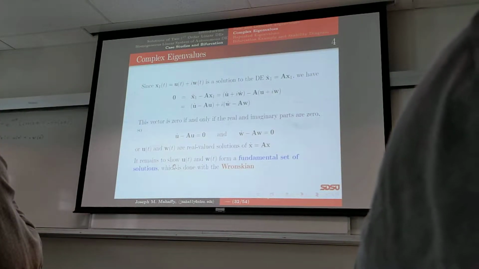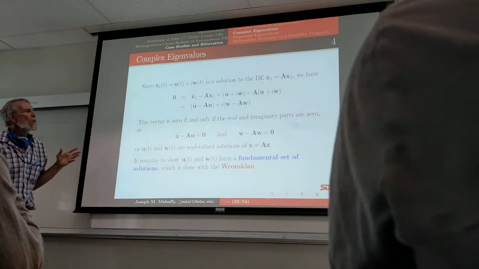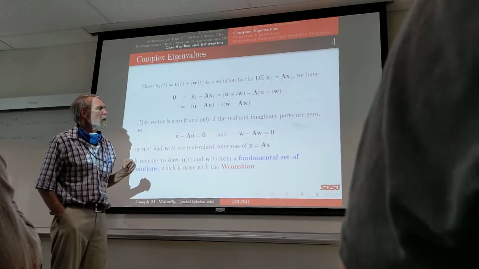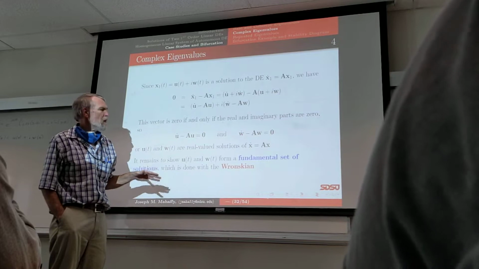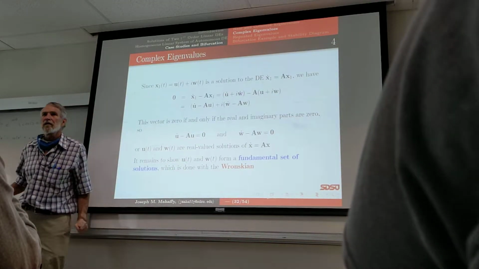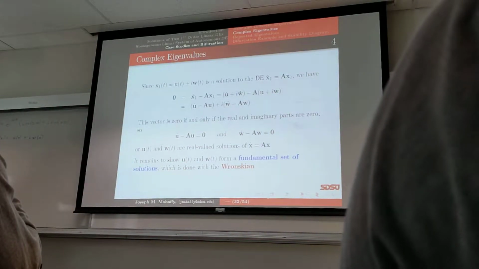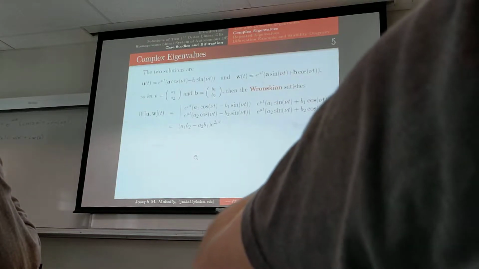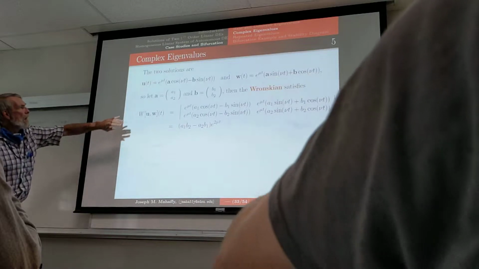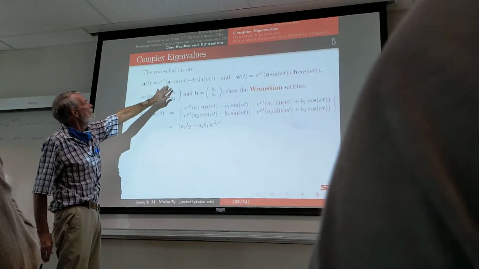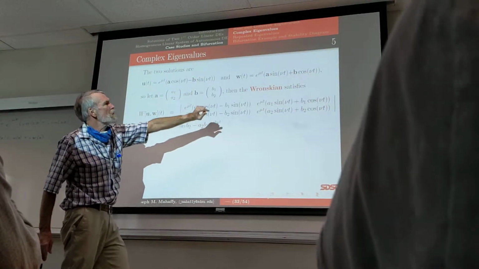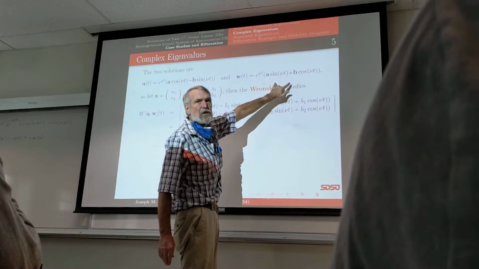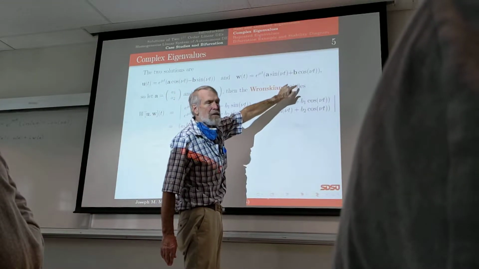All right, so now how do we verify that these are linearly independent ones? We're going to use the Wronskian. Okay? I know you just love the Wronskian. So this is my u, the real solution. This is my imaginary solution based on what I had there.